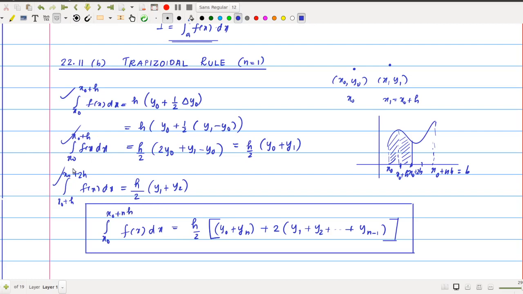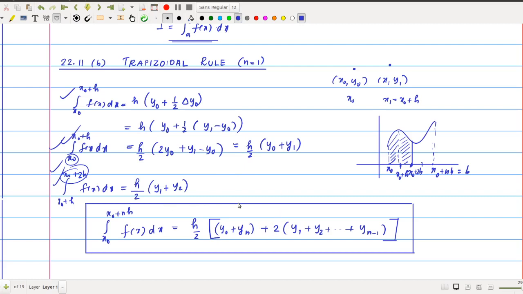So this is because of summing up all these equations. Okay, when you add these two, then that will be the integral from x0 to x0 plus 2h, the sum of these two. By adding these two and taking h by 2 common, you will get y0 plus y2 plus 2 times y1. That is the formula, and this is the generalization.